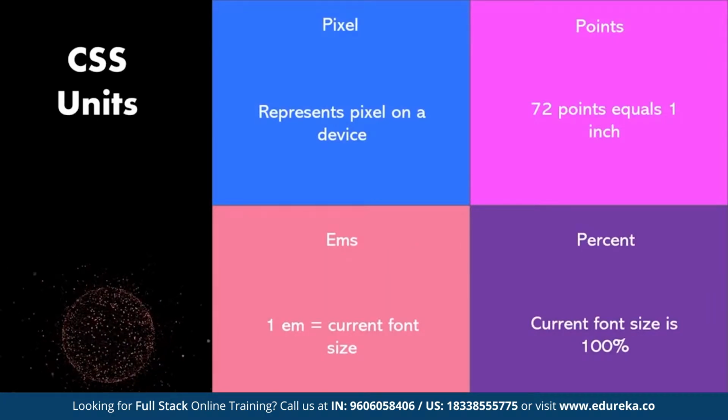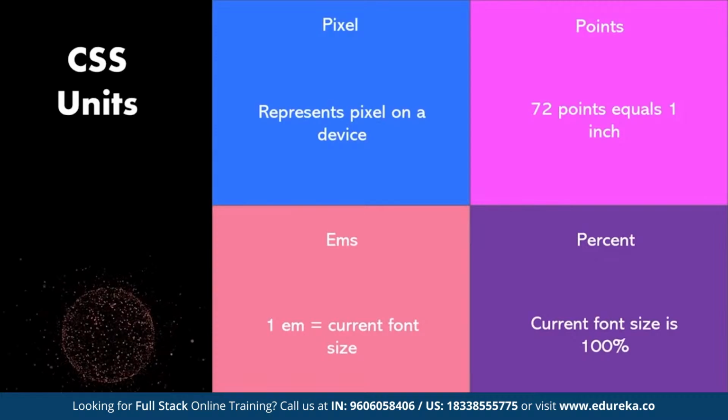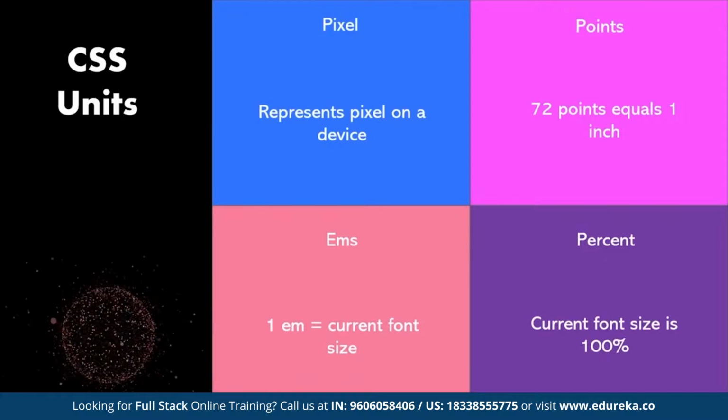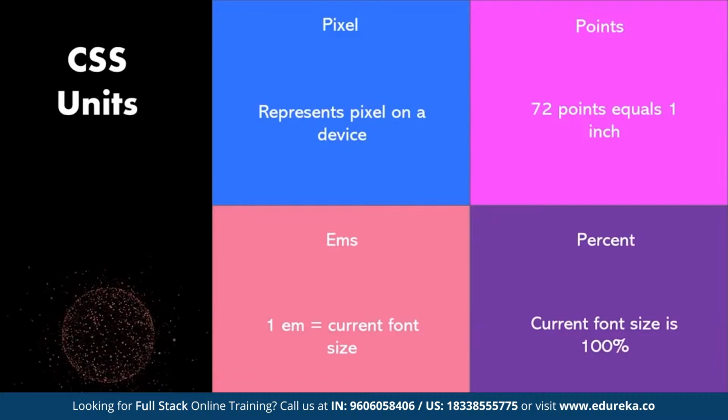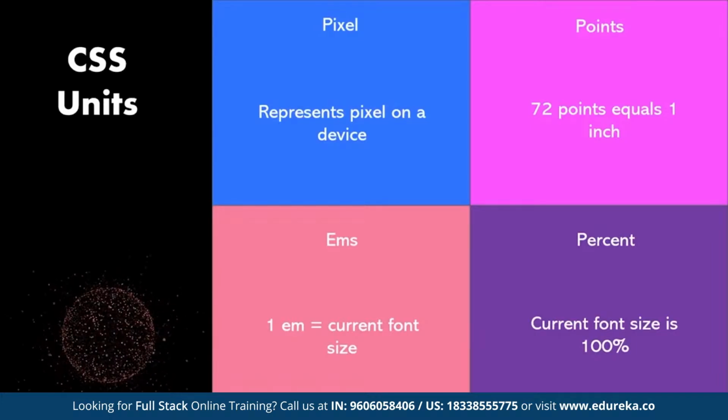Now the last bit of basics is the CSS units. So there are four kinds of units. Firstly, we have the pixel. So pixel represents any pixel on a device. So you could say something like font size equals 25 pixels, and it'll make it actually 25 pixels. Then there's also points, which is mostly used in print media. And all you need to remember to use points correctly is that 72 points equals 1 inch.